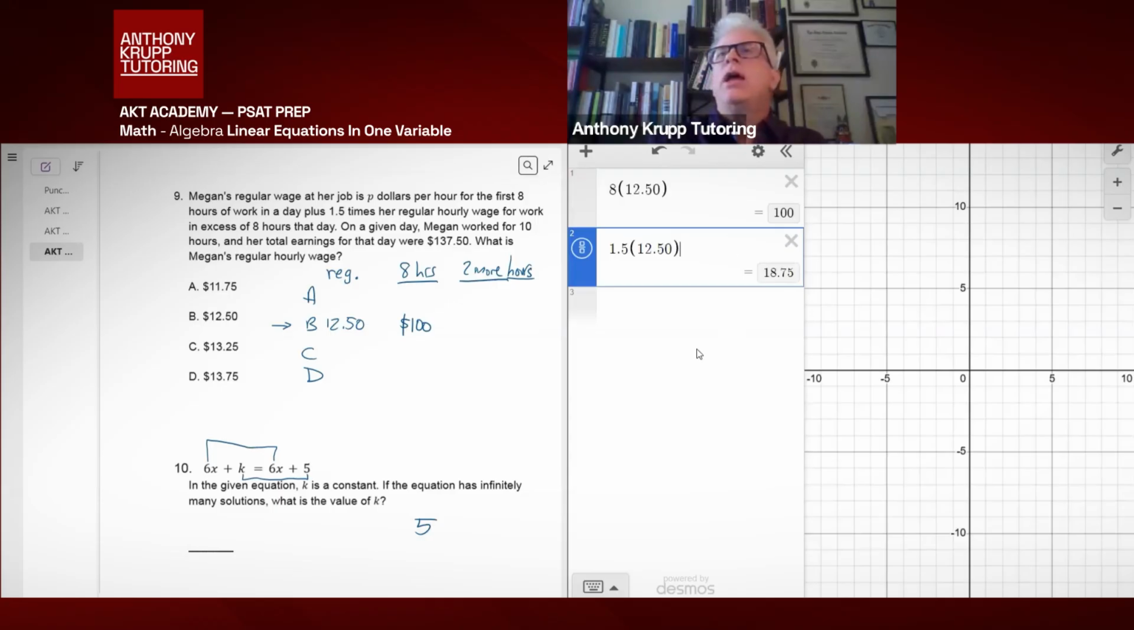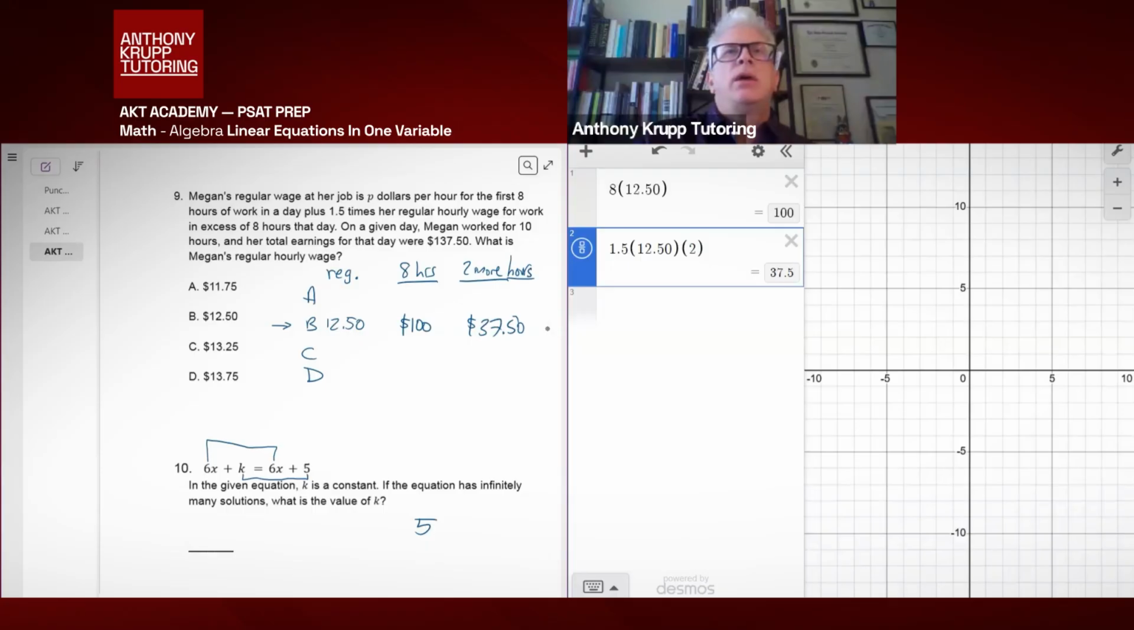Is that right? Yeah, good. That would be that much per hour, 18.75 an hour. It's exciting. So that's per hour, and we know that she did 2 hours of that, right? So that means she just made 37.50. Sounds good.